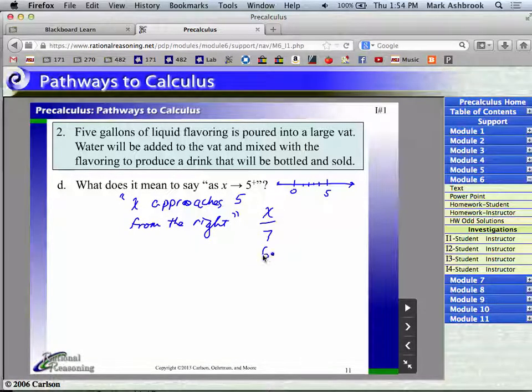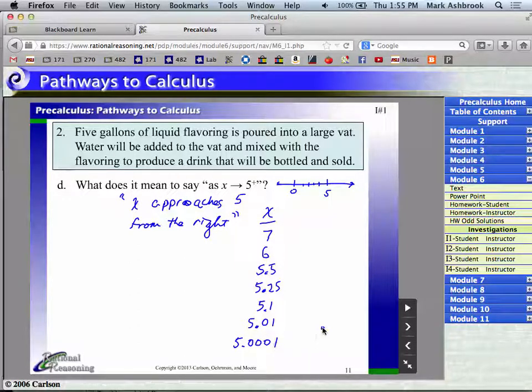So let's get there a little quicker. 6. Then what? 5.5. Someone take over from there. Nadine. 5.25. Then what? 5.125. How about 5.1? Okay, now I want to get closer. I want to keep going. Taz. All right, let me do one in between here. So here's 5.01, and then how many zeros did you want?